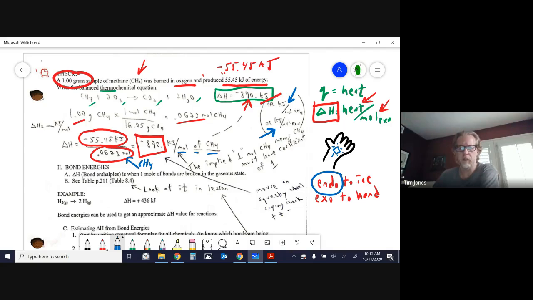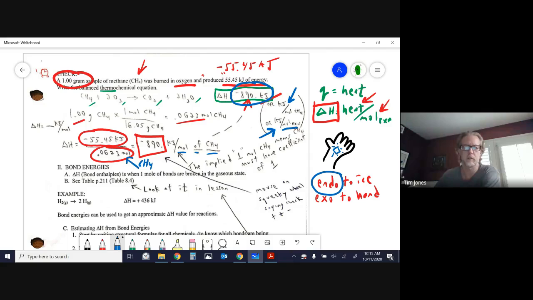And I believe what they're doing is they're just trying to emphasize that this energy value is not relative to one chemical at this point. We found it by comparing it to the CH4, but now that we know what it is, you can apply it to the entire reaction.